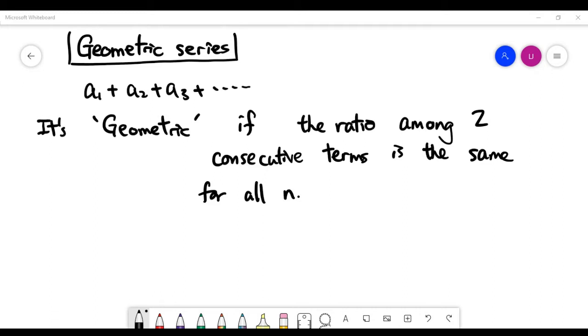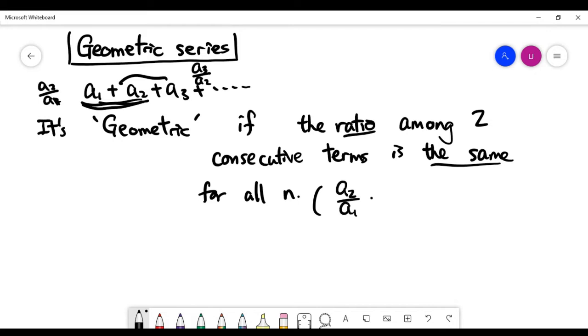It essentially means that, for example, if you look at this pair, the ratio is A2 over A1. And if you look at the next pair, the ratio is A3 over A2. I call this ratio the same if A2 divided by A1 is the same as A3 divided by A2, and the next pair is A4 and A3, and so on. In that case, we call it a fixed ratio for the geometric series.